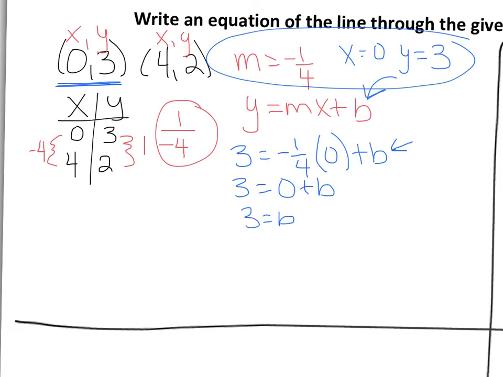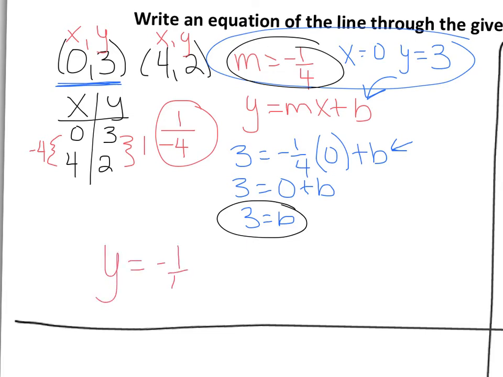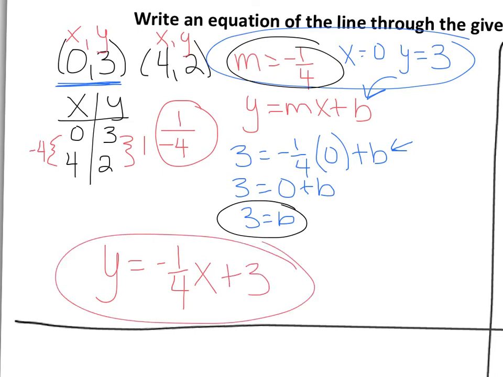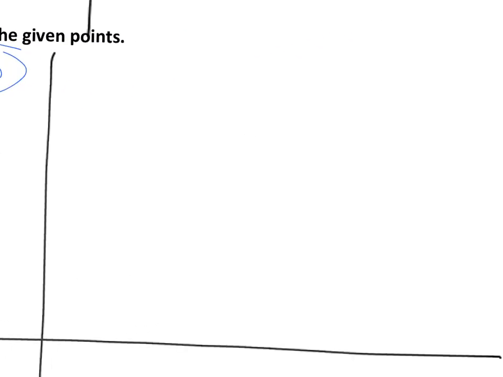Okay, well look at this. I have my b, I have my slope. So I have my slope, I have my y-intercept. We can write the equation of the line. Plug negative 1/4 in for m, 3 in for b. The equation of this line would be y equals negative 1/4 x plus 3. So if you're given 2 points, you want to find the slope, and then you're going to plug the slope, an x and a y, into your equation and solve for b. You have your two pieces of information. You can write the equation of the line.